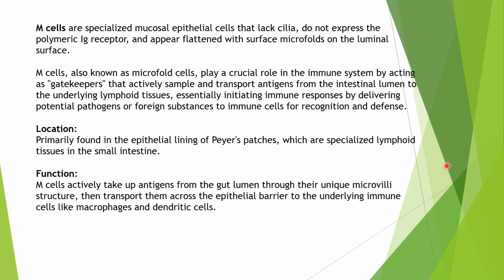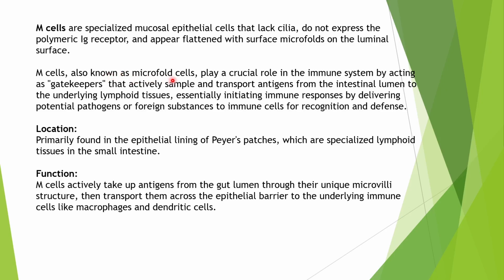Next are M cells. M cells are specialized mucosal epithelial cells that lack cilia, do not express the polymeric Ig receptor, and appear flattened with surface microfolds on the luminal surface. Most of your lining cells will have cilia, which help in increasing your surface area. But your M cells are present between these epithelial cells, and these are also epithelial cells, but instead of cilia, they have microfolds. So they are also called microfold cells.